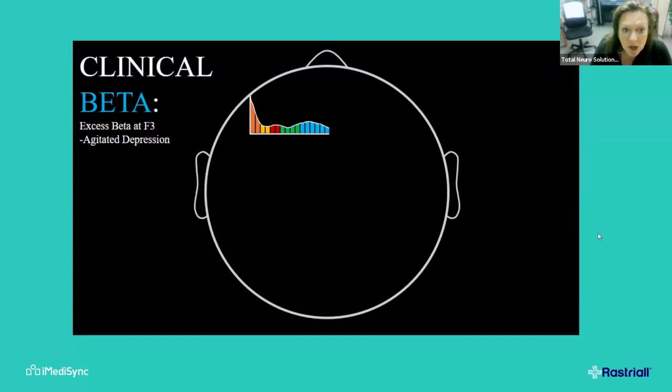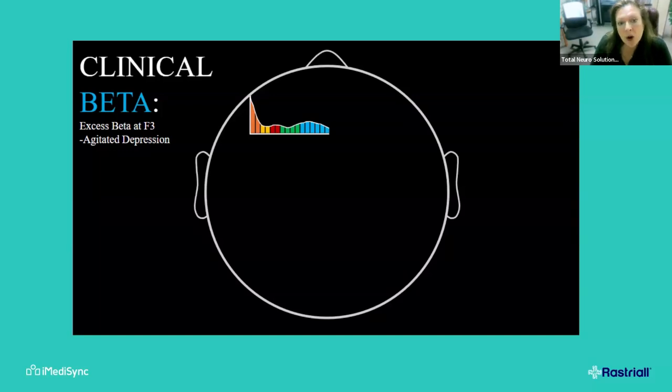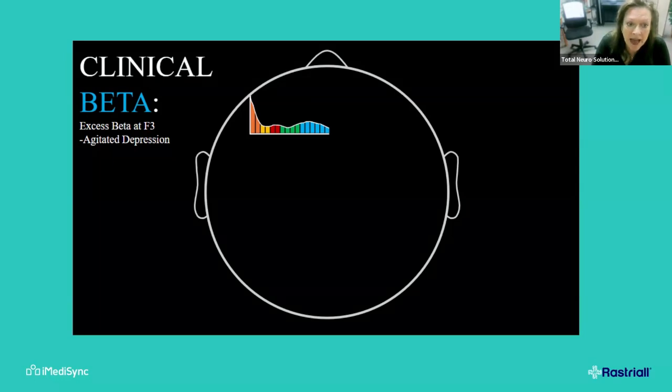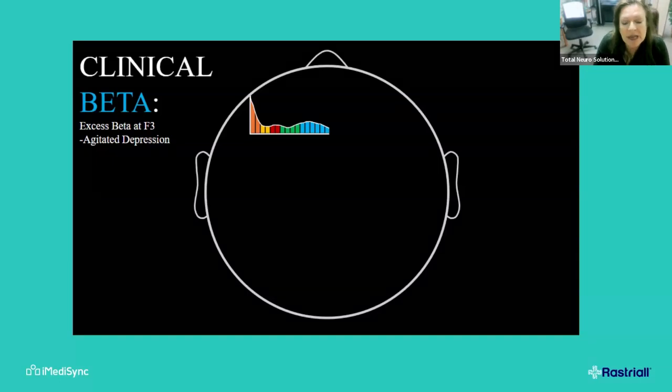So this would be an example of an excess beta in the front left. Most people think of major depressive disorder as alpha asymmetry to the left, but there are many presentations, and this is why the EEG is so important. You come in for TMS or neurofeedback or medications, or whatever your treatment is, complaining of depression, and maybe you don't have asymmetry to the left in alpha. Maybe you have a beta at the left side, and that would be more of an agitated or irritable type of depression, a burnout type of depression.